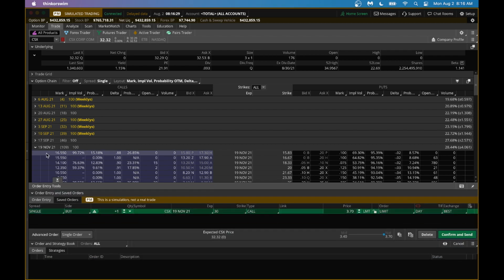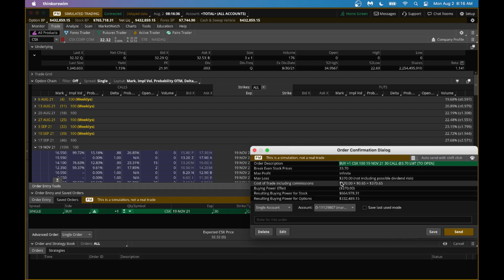This is expiring on 19 November, you've got 109 days. You could confirm and send. You pay $370, and if the stock goes above 33.70, you make money. And with every move, I think it's a 69 delta, you make 69 cents for a dollar move.